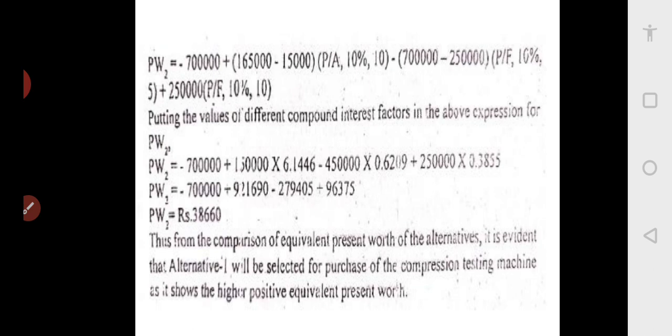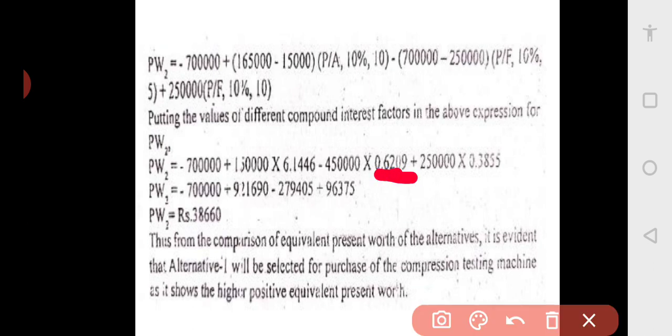Okay, minus, this is because after 5 years I am getting 2,50,000, but I am spending 7 lakhs to buy the equipment. So that becomes minus 4,50,000 rupees what I am spending. And here it is for only 5 years. P bar F, single payment at 10% interest for 5 years. So that factor is 0.6209. We will again see how that 0.6209 has come. Okay, this is for 5 years.